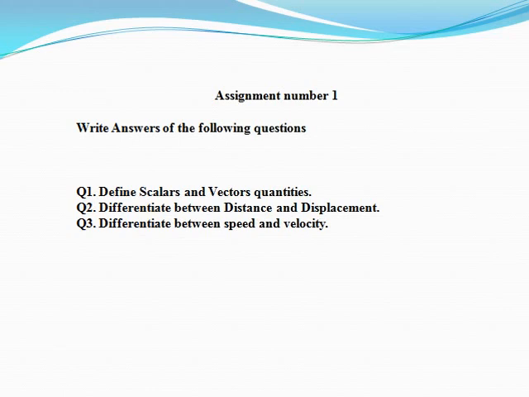The choice of words is yours. You can copy, you can search out the definition on the internet, and you may define certain quantities using this lecture as well. You can use some of the initial slides to define scalar and vector quantity, and you can even differentiate and give examples as well. The second question is you have to differentiate between distance and displacement.